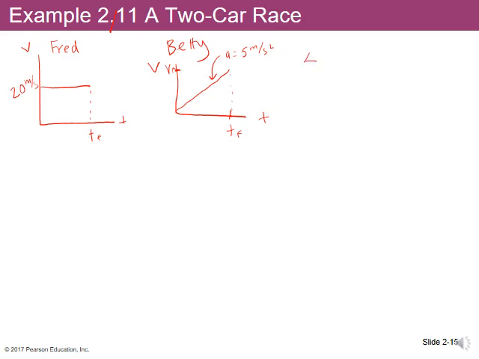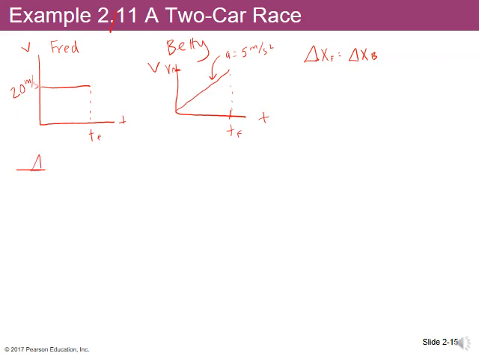Remember, we just said that the displacement of Fred and the displacement of Betty have to be equal to each other if she's going to pass him. Whenever they end up at the same place at the same time, that's when she passes him. So how do we find the displacement of Fred and displacement of Betty? Well, look at our pictures. Remember that the area under these graphs tells you the displacement.